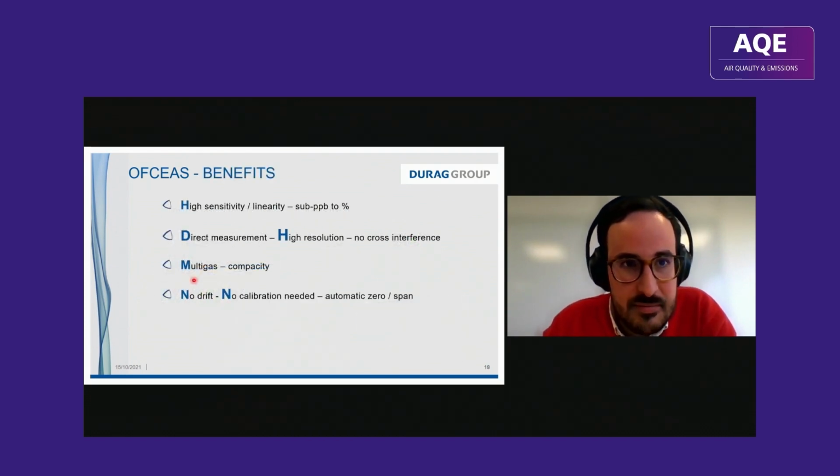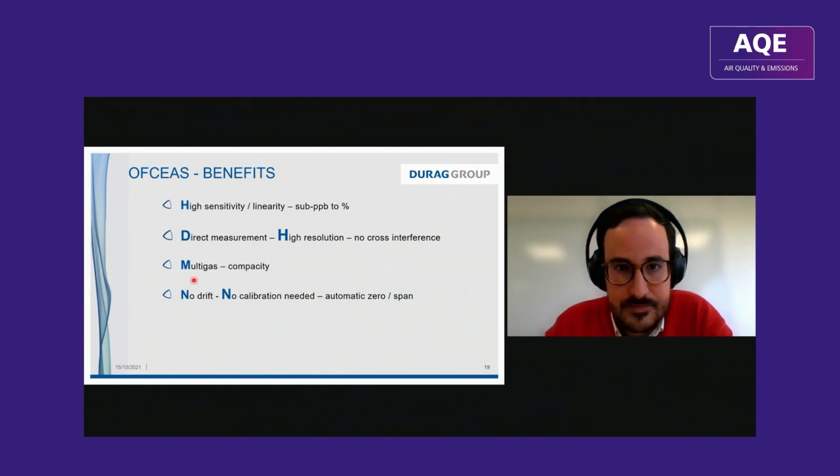So just a quick sum up about the OFCEAS part. The advantage is to be able to measure from ppb to percentage concentrations. We do a direct measurement with high resolution to avoid cross interference. We have a multi-gas solution, so one analyzer can measure several gases. And we control the zero information and also the cleanliness of the cell to avoid drift of the system.